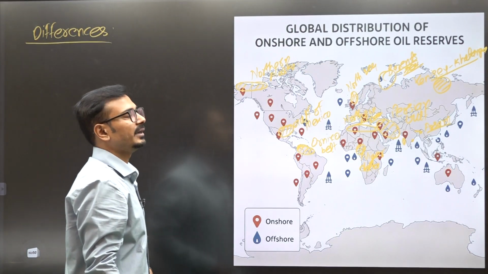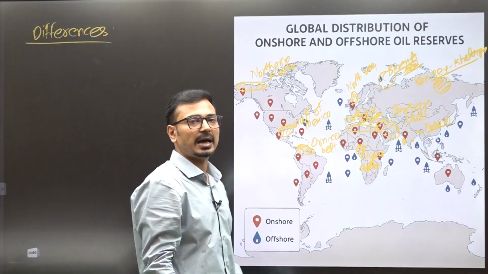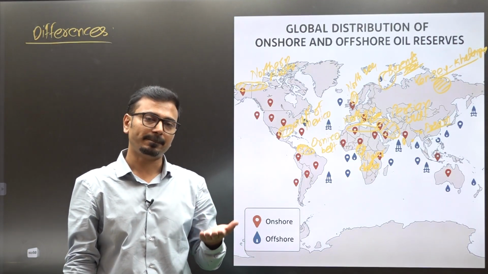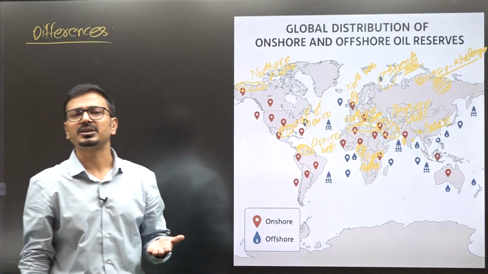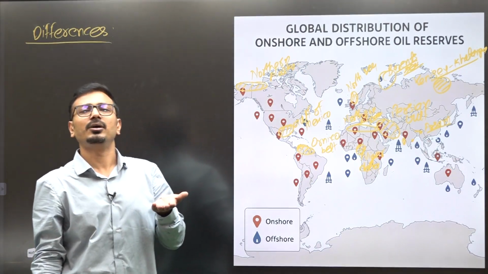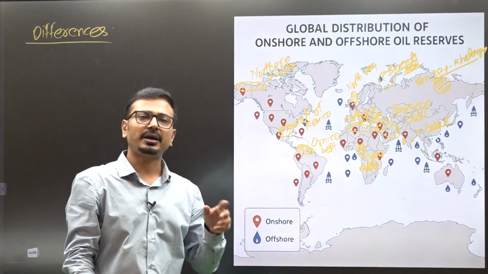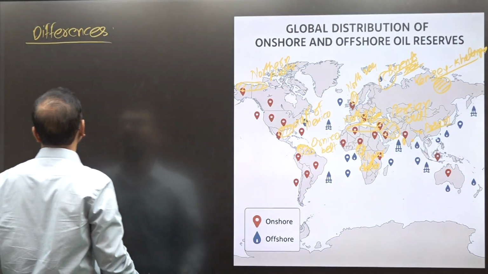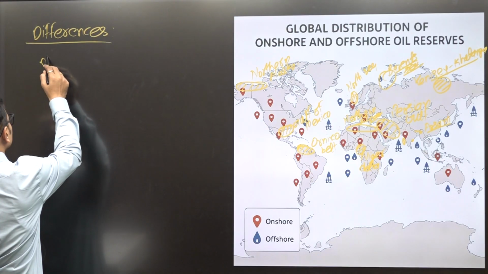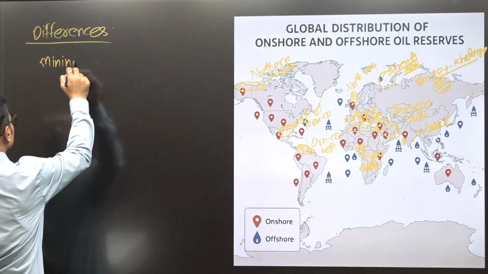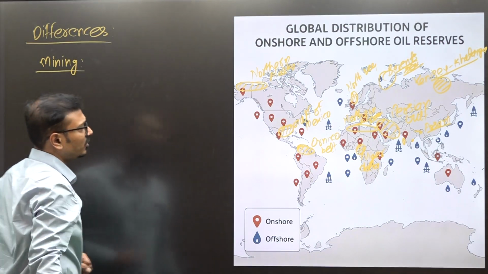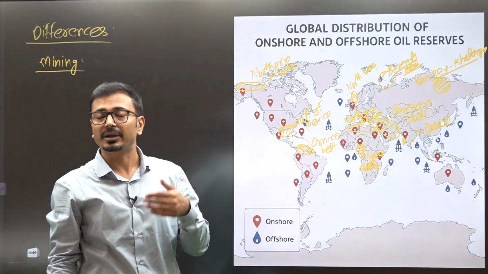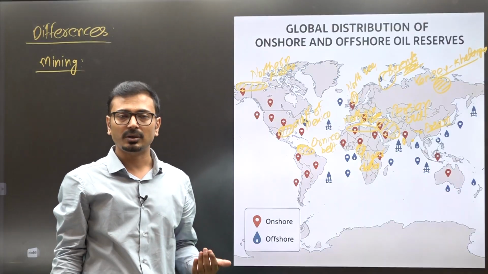Same example you can give for Persian Gulf also, as at present it is a kind of shallow continental shelf, and some of it has come above the sea level. So both offshore and onshore reserves are there. So in terms of occurrences, this difference is there. Thereafter you can talk about differences in mining also, or drilling. So we can talk about how offshore drilling is difficult as compared to onshore, right?